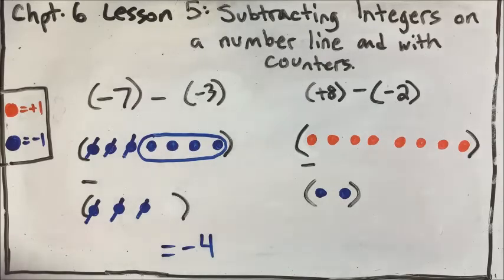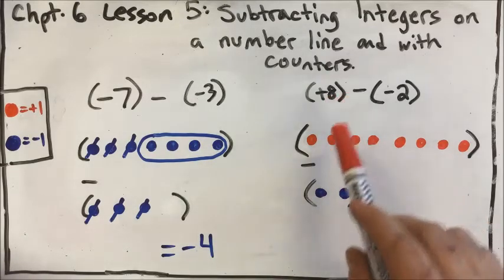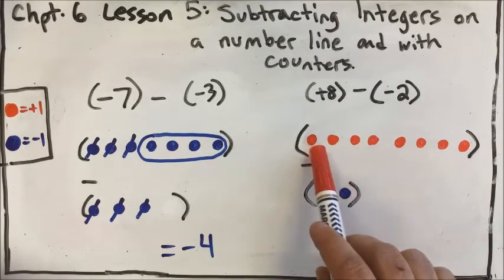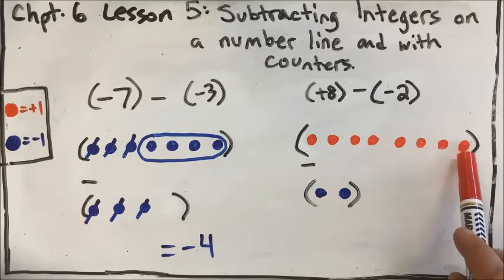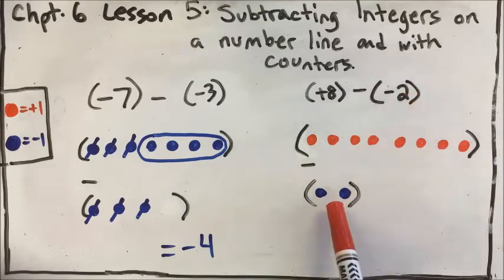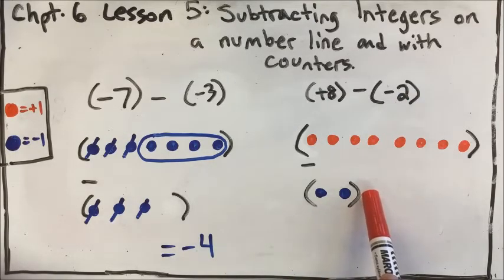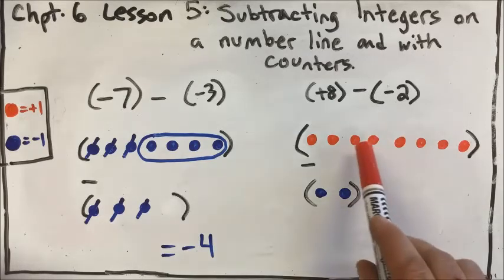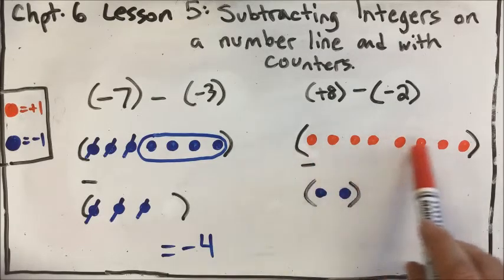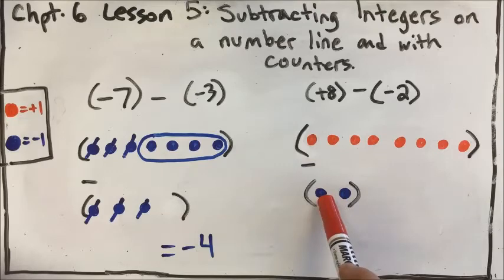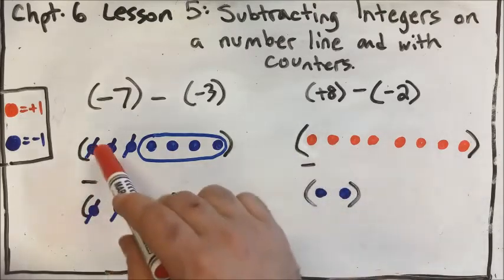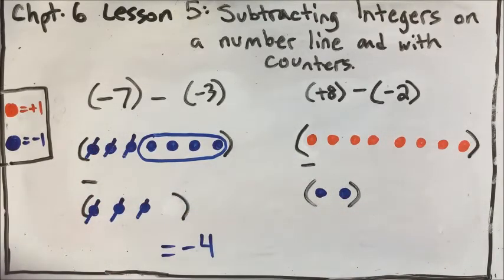In our second example, we have positive 8, which is shown with 8 red counters. Subtract negative 2, which is shown with 2 blue counters. And we want to get rid of our negative 2. But we have no blue counters here to cross them off with, like in this case here. So what I have to do is I have to add in a 0.